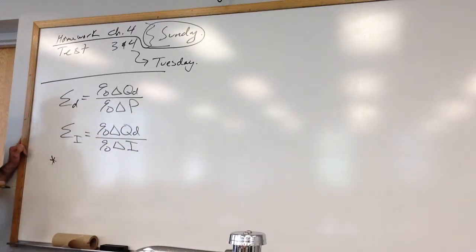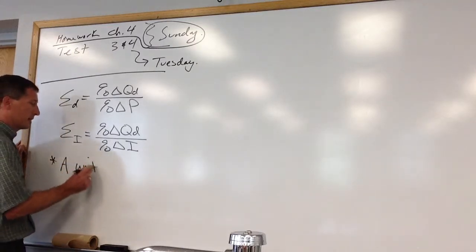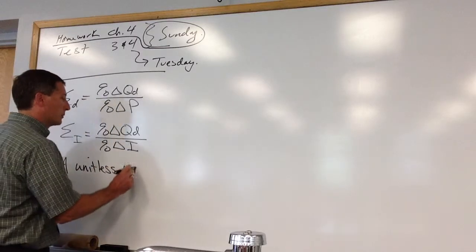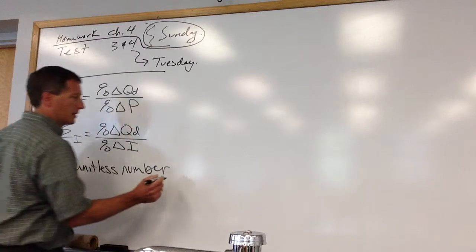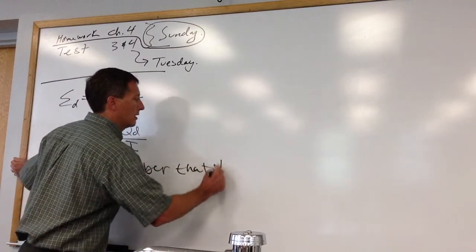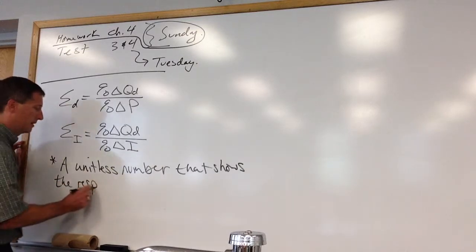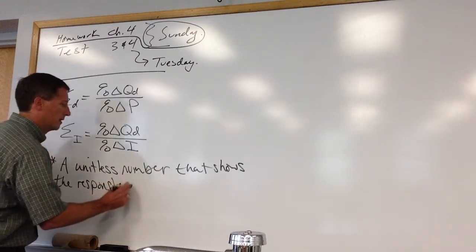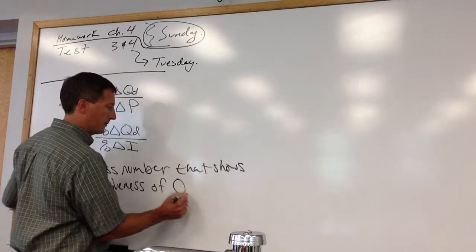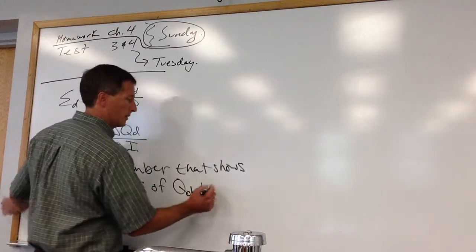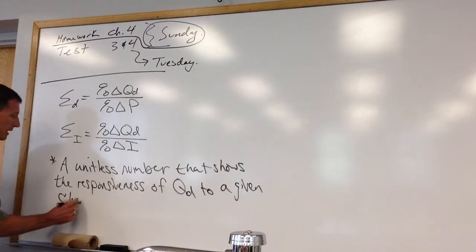Let me put a definition. The income elasticity is a unitless number. I'll add that word, unitless. We learned that last time. A unitless number that shows the responsiveness of quantity demanded to a given change in income.